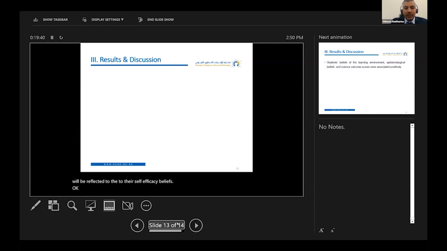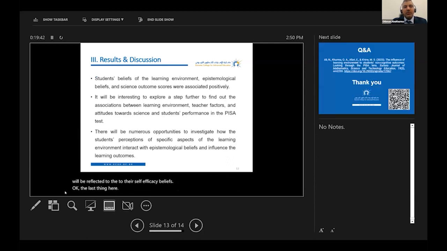Okay. The last thing here is that students' beliefs of the learning environment, epistemological beliefs, and science outcome scores were associated positively. These 3 non-cognitive outcomes are associated positively. If students are feeling that the nature of science can always be produced and increased, this means that they can always be motivated to learn, motivated to participate in investigation skills, and so on.